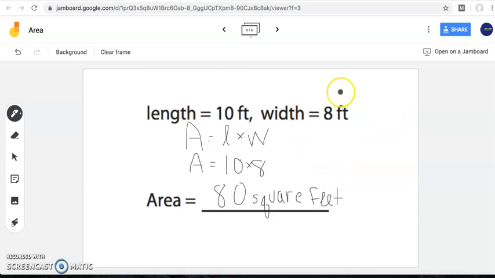Now, whenever you're given a square or a rectangle, you can simply follow this formula, area equals length times width, and that is all you need to do to find the area of a square or a rectangle.